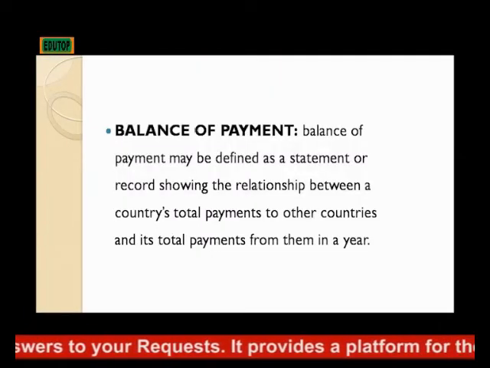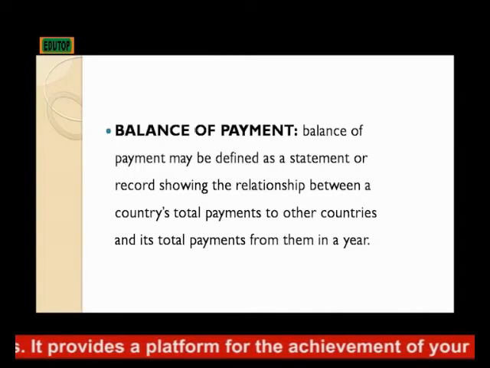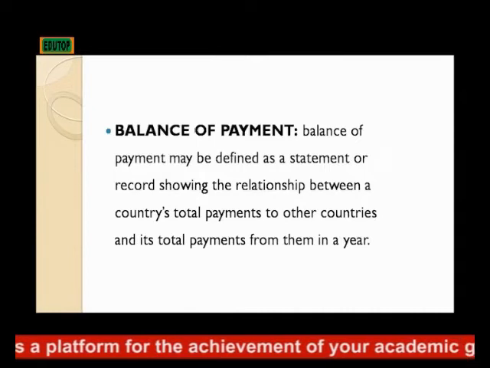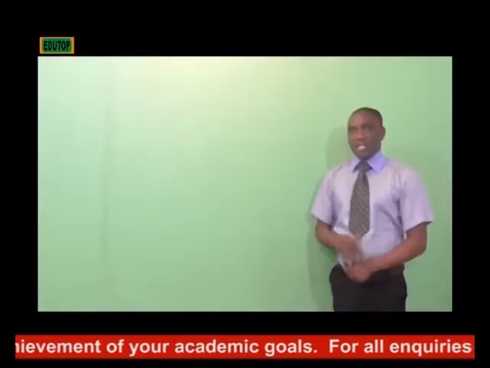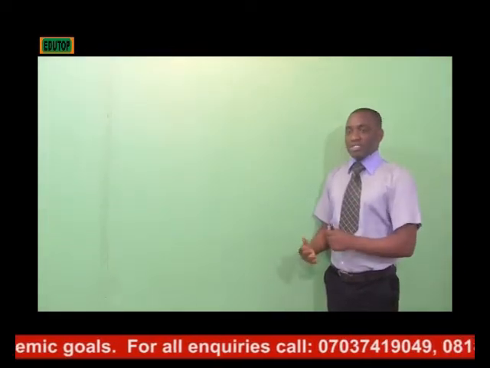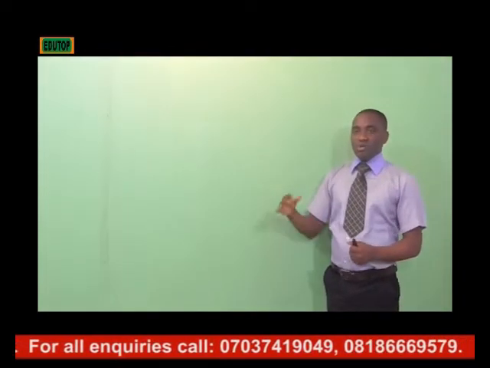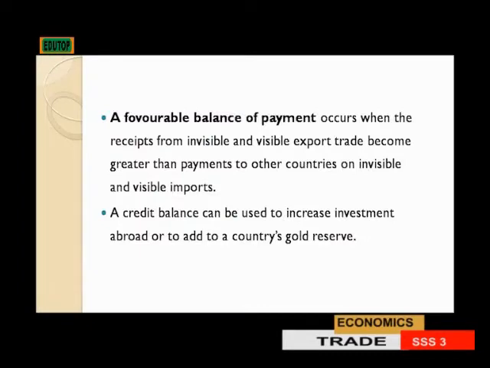Another one is what we call balance of payment. Balance of payment may be defined as a statement or record showing the relationship between a country's total payment to other countries and its total payment from other countries in a year. That is, the monetary value of the products that you send out, the relationship between the money that you pay out and the money that you receive in, is what we refer to as the balance of payment. And we can have a favorable balance of payment as well as an unfavorable balance of payment.